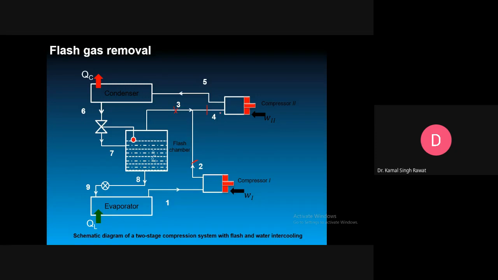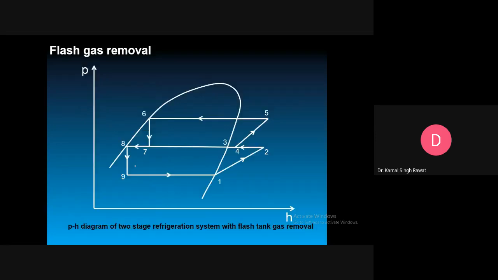Then the pressure is increased from Pi to Pc, intermediate pressure to the compressor pressure, and then the superheated vapor enters the condenser, where it rejects heat, and the superheated vapor is converted into saturated liquid. Then the process continues. Okay, so we can also discuss this p-h diagram.